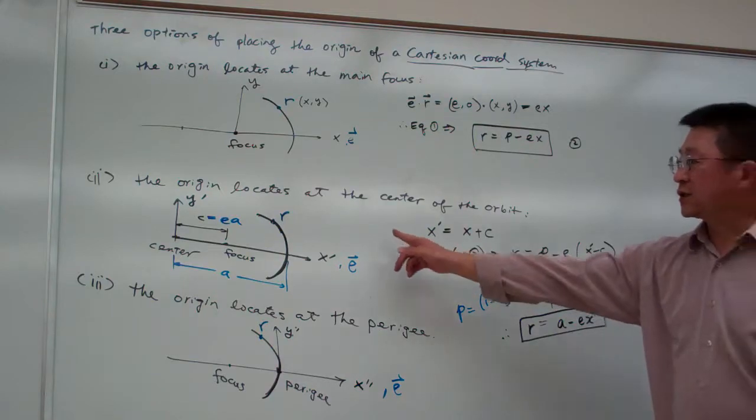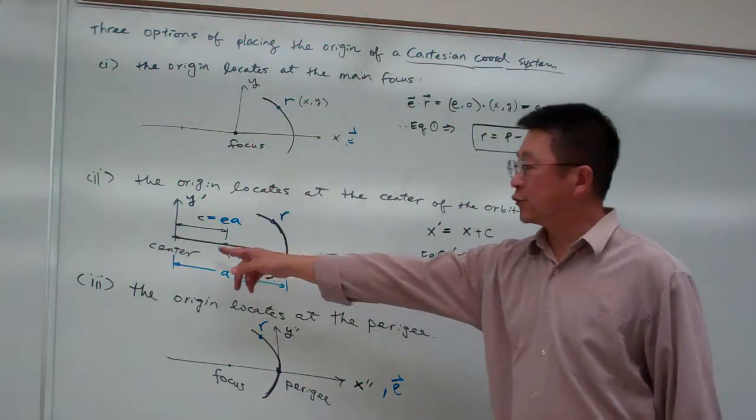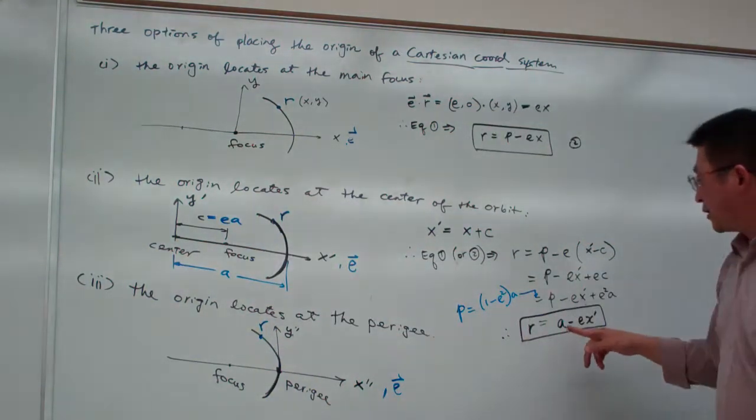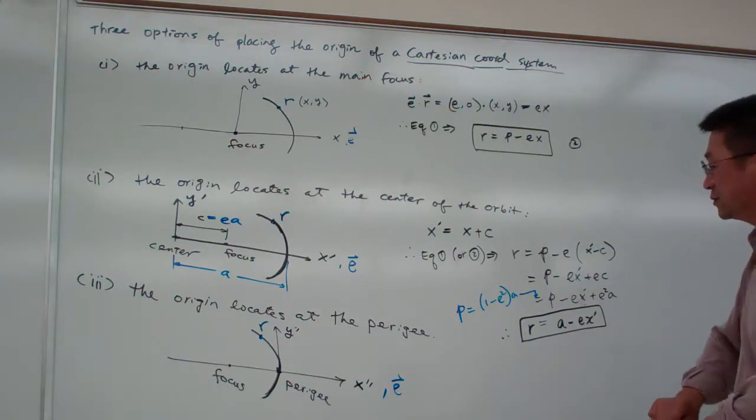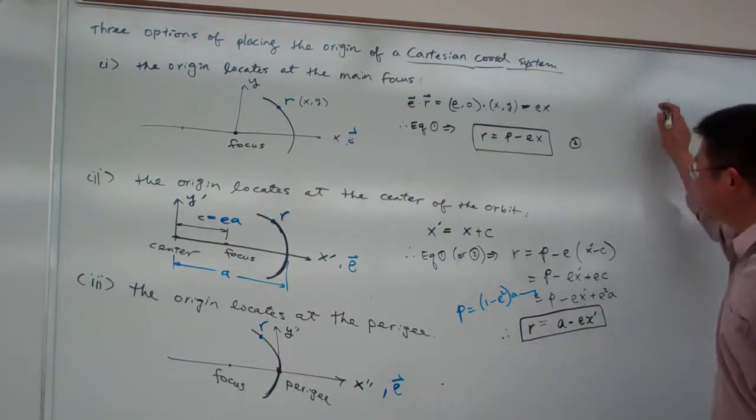Okay, so for the second option, if we place the origin at the center there, then for the equation of the orbit we have this relation here. The third one will be similar. So let me move the third one to here.